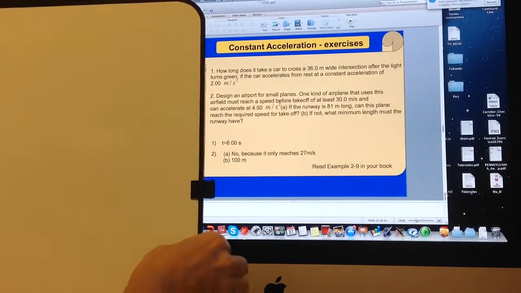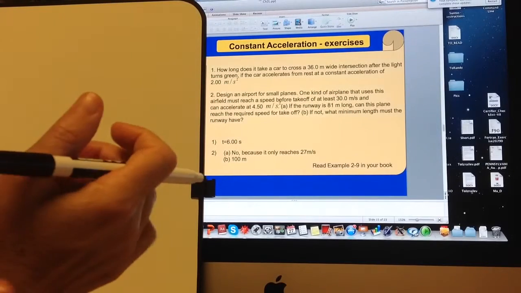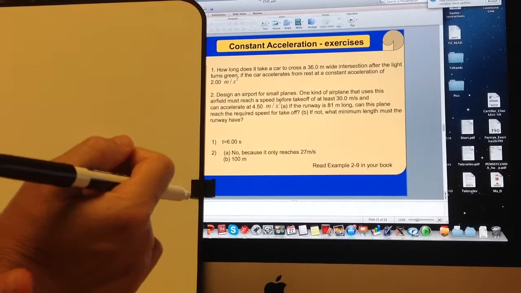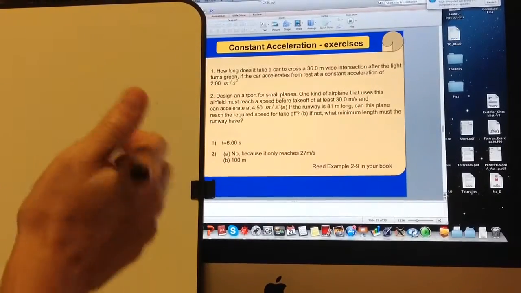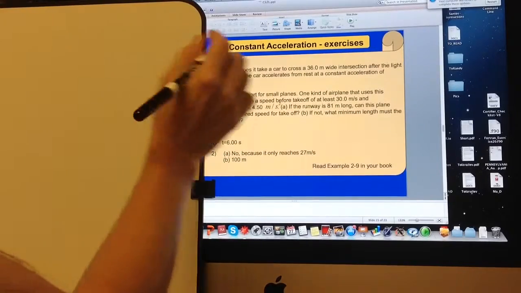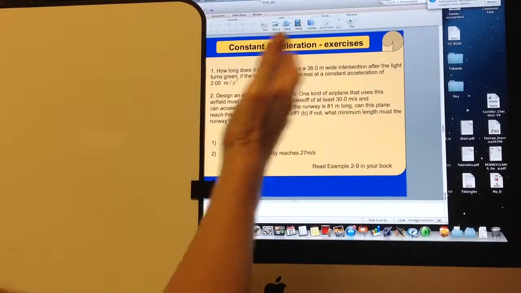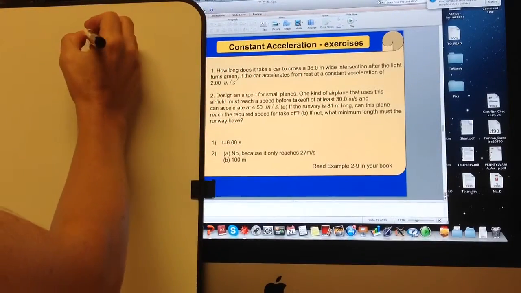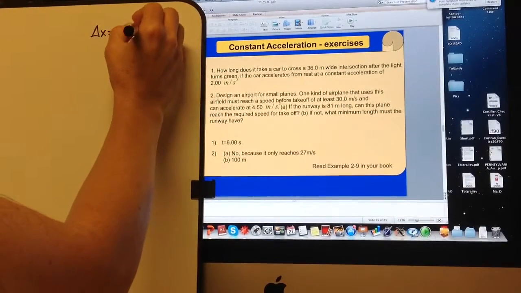Alright, so first question. How long does it take a car to cross a 36-meter wide intersection after the light turns green if the car accelerates from rest at a constant acceleration of 2 meters per second squared? What is the important information that we have? We have that the displacement, the distance that we want to travel here, is 36 meters. So the magnitude of the displacement that the car has to cover is 36 meters.